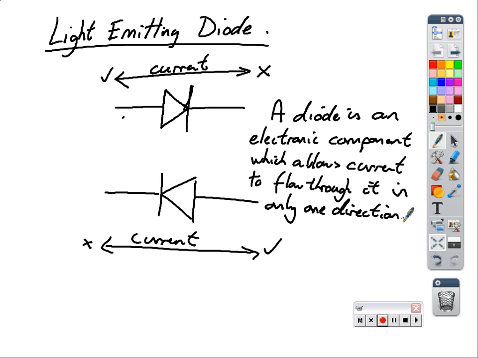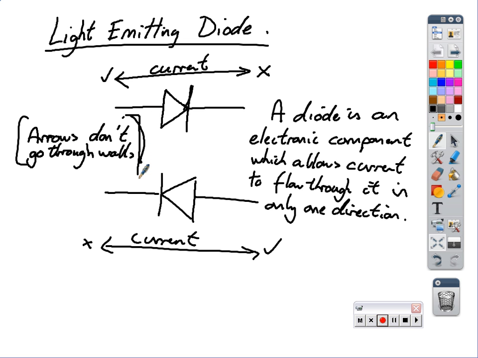So you can maybe remember the arrow through the wall. Arrows don't go through walls. Put that somewhere. Try and remember that. The arrow cannot go through the wall. Maybe make sure you draw it the other way around.